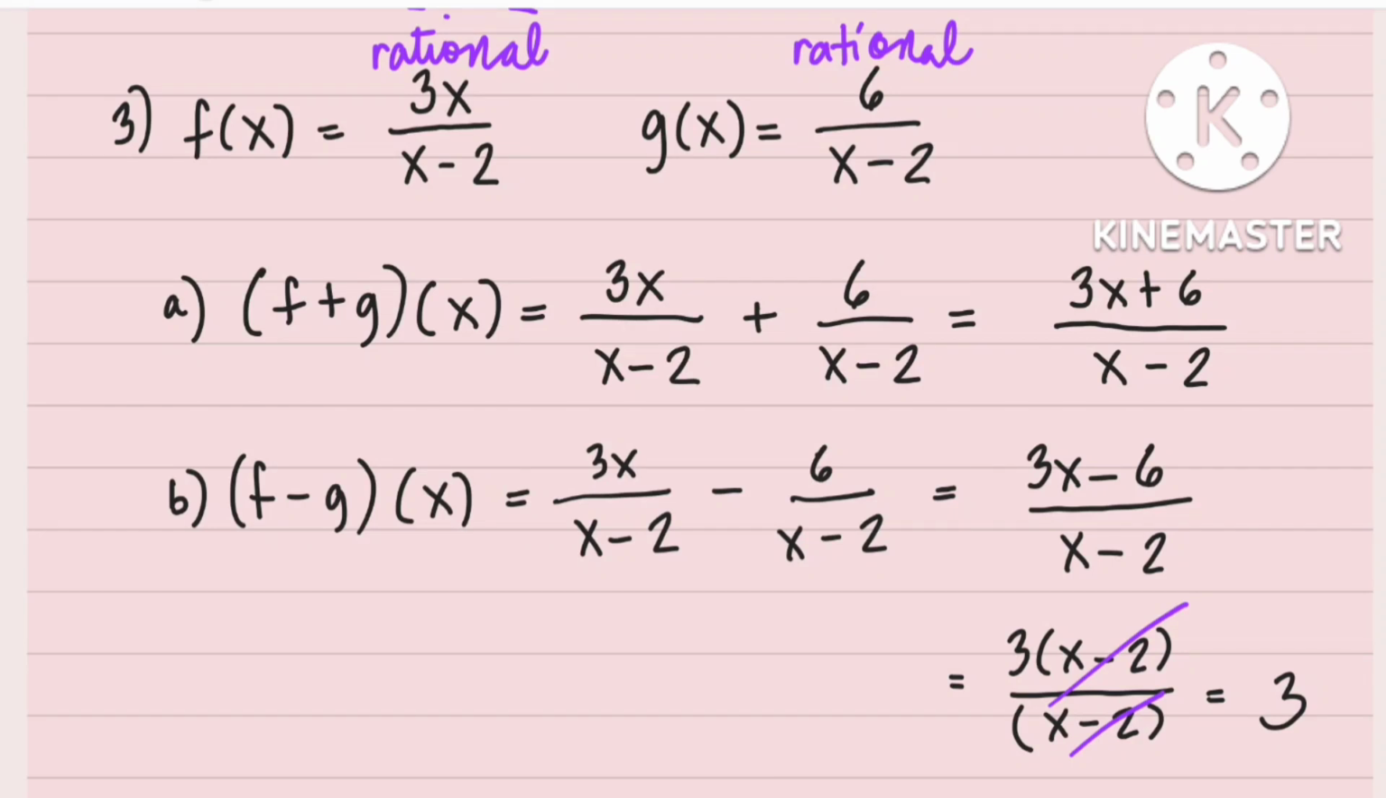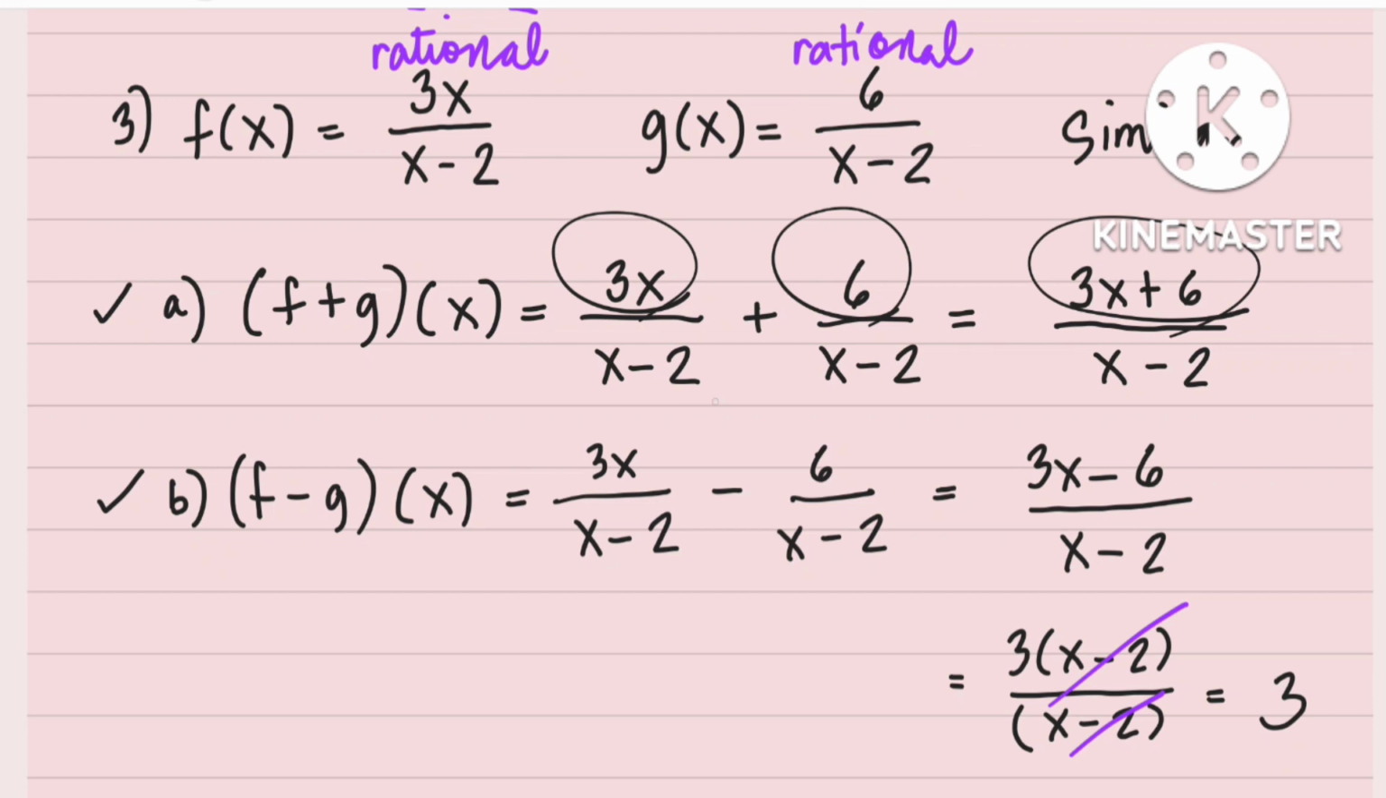And when two fractions have the same denominator, we say that they are similar. And when two fractions are similar, we can directly perform addition and subtraction by simply adding their numerators and then copying the denominator. So the sum of the two functions is this. Their difference will be 3x minus 6 all over x minus 2.